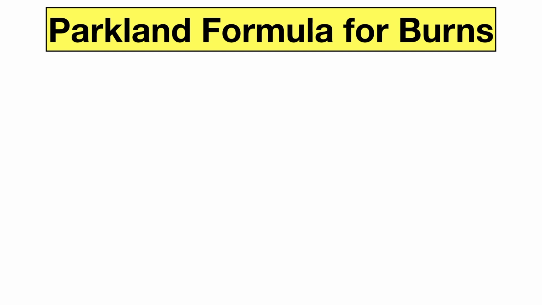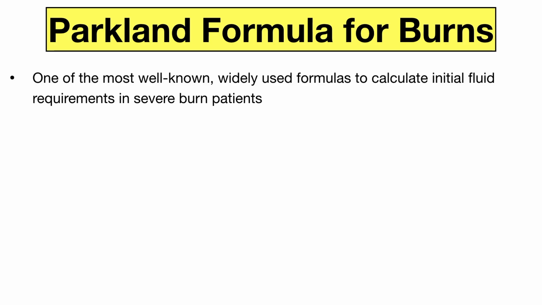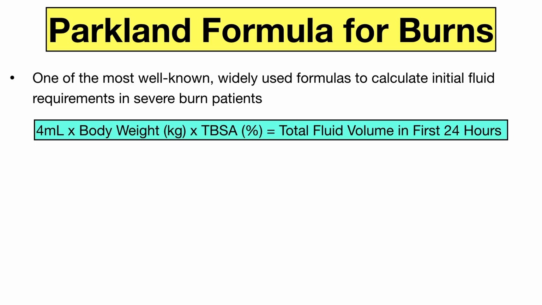So hopefully you can see now why fluids are so important and why there are formulas and protocols to calculate fluid requirements, such as the Parkland Formula. The Parkland Formula is one of the most well-known and widely used formulas to calculate initial fluid requirements in severe burn patients. Again, the Parkland Formula for an adult is 4 mL times the body weight in kilograms times the total body surface area percentage affected by the burn. This will give you the recommended amount of crystalloid fluids to be given over the first 24 hours after injury.